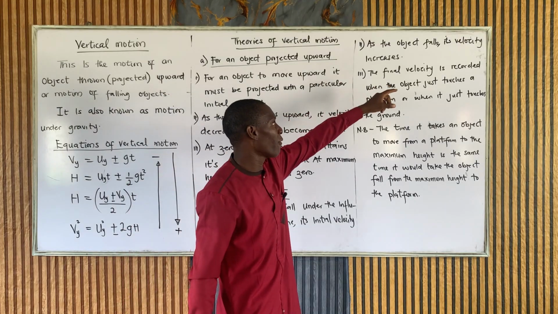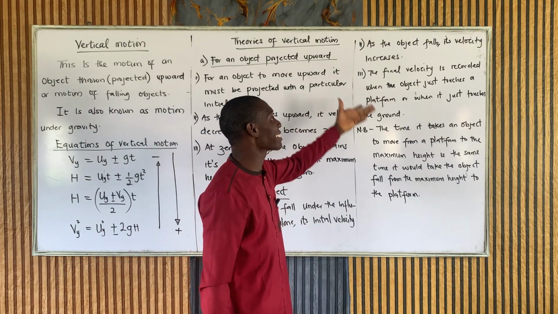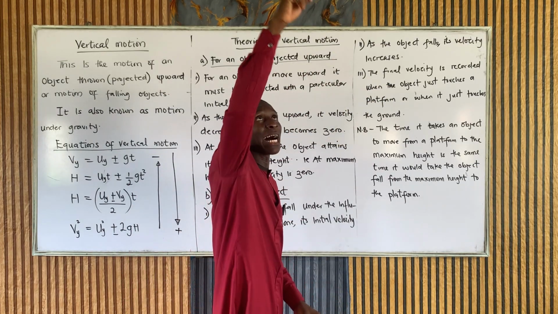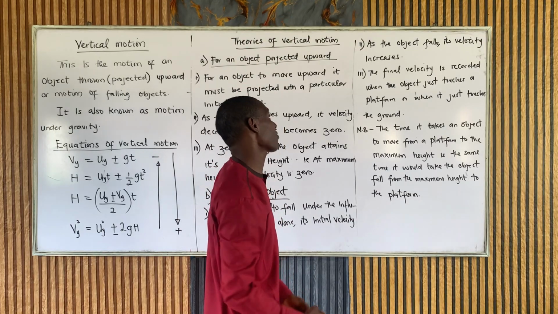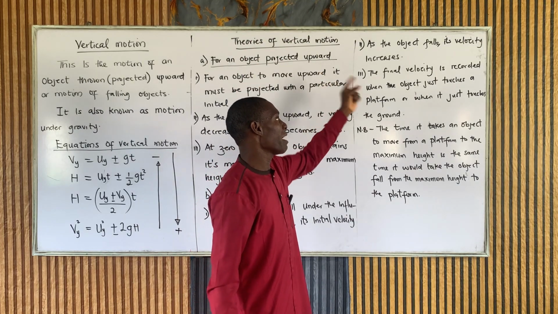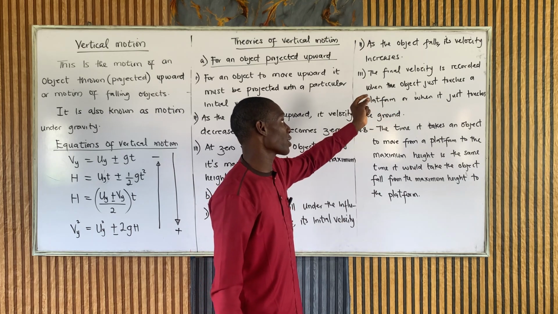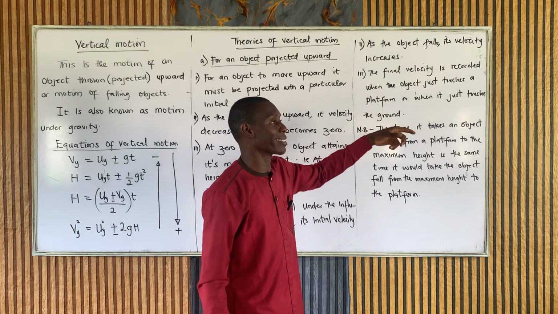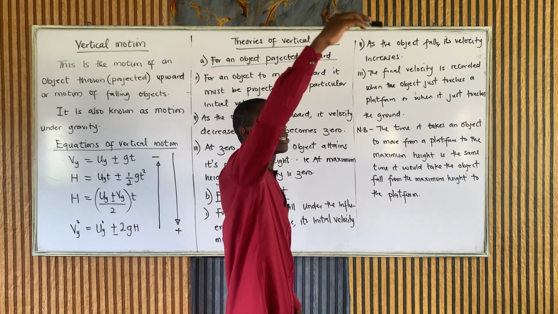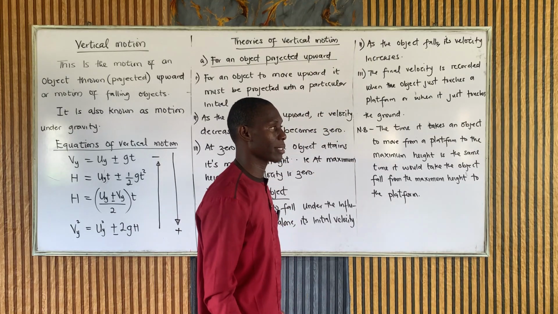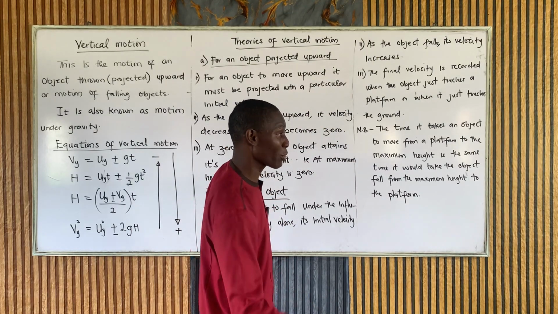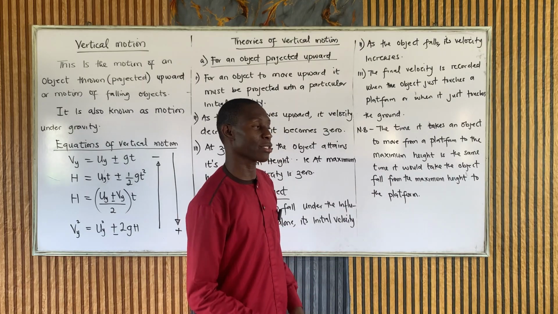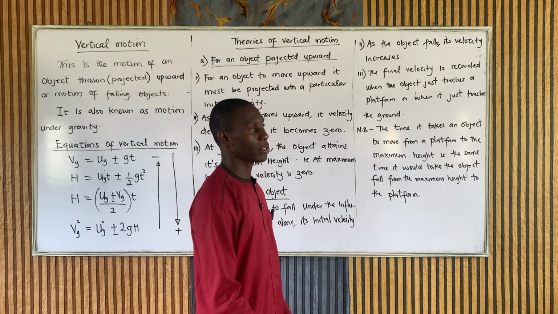Again, as the object falls, its velocity does what? It increases. So as it's going down, the velocity will be increased. From 0, you see 10, 20, 30, on and on as it falls downward. Again, the final velocity is recorded when the object just touches a platform or when it touches the ground. In this case, if I release this thing until it touches the ground, then that's when I record the final velocity, when it's about touching the ground or when it just touches the ground. The velocity with which it touches the ground, that's the final velocity.